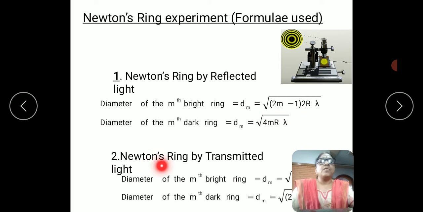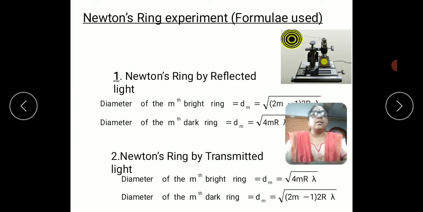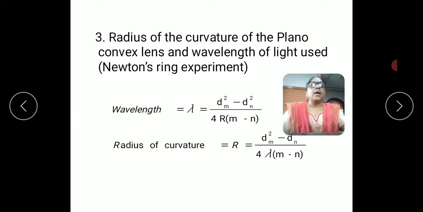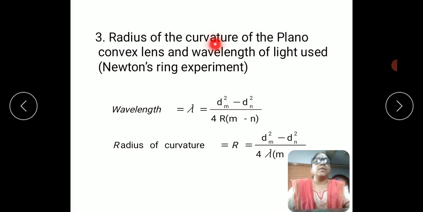And similarly for transmitted light, the expressions are reversed compared to the reflected light. So here the diameter of the mth bright ring, that is dm, is equal to square root of 4mr lambda, and the diameter of the mth dark ring is dm equal to square root of (2m minus 1) 2r lambda.